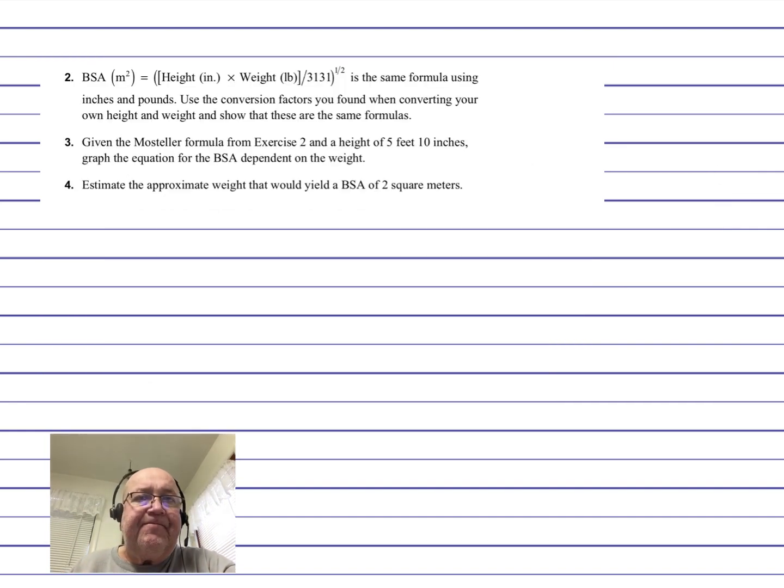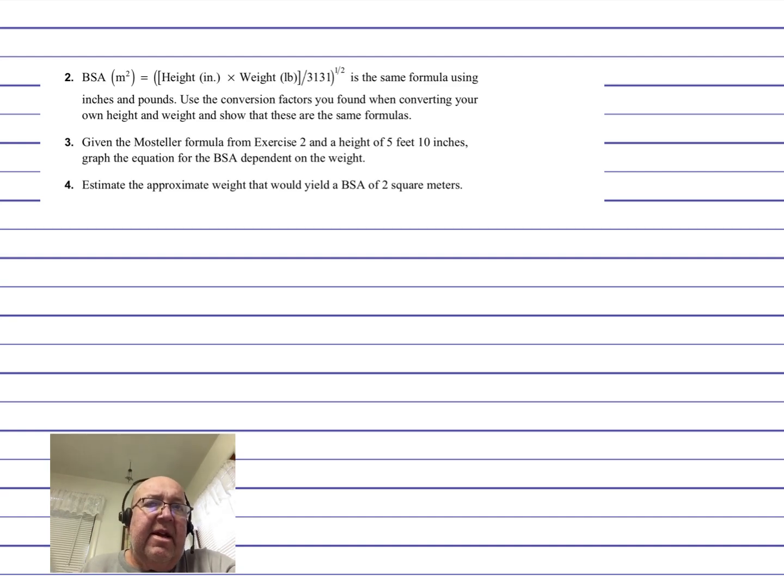Second part is rewriting the formula to use BSA in meters squared is equal to the height in inches times the weight in pounds divided by 31. Again, that's the square root when you have a 1/2 exponent. So that's the same formula using inches and pounds. So you're going to part 2, you're going to use the conversion factors you found when converting your height and weight and show that these are the same formulas.